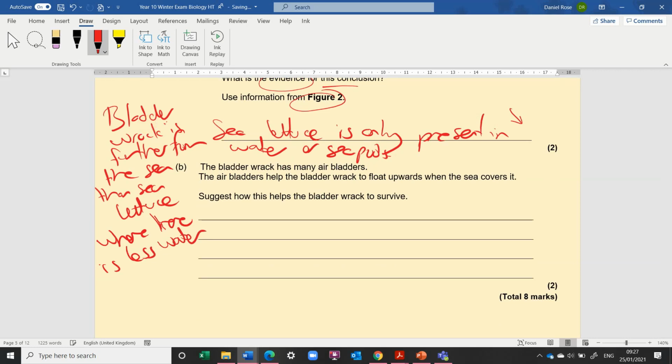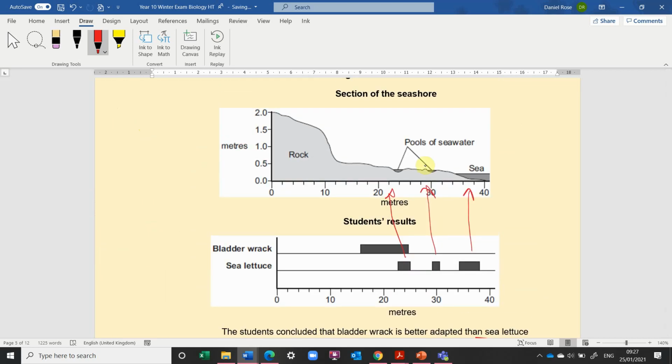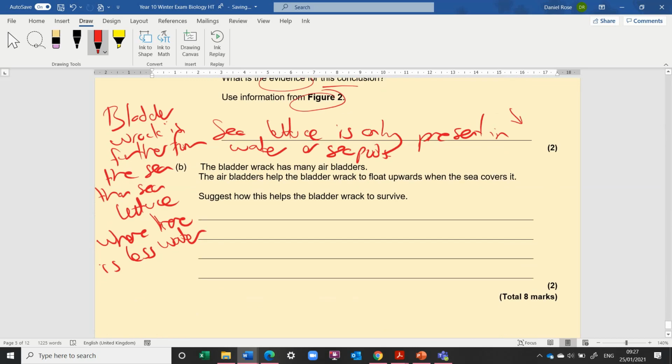So I haven't just said what some people said, that it's drier or bladderwrack's in dry conditions. I've made it really clear. It's about being really clear that it's further from the sea, and we only find sea lettuce in the sea itself. So 2 bits there, and develop both answers. And that's really important to gain the marks.